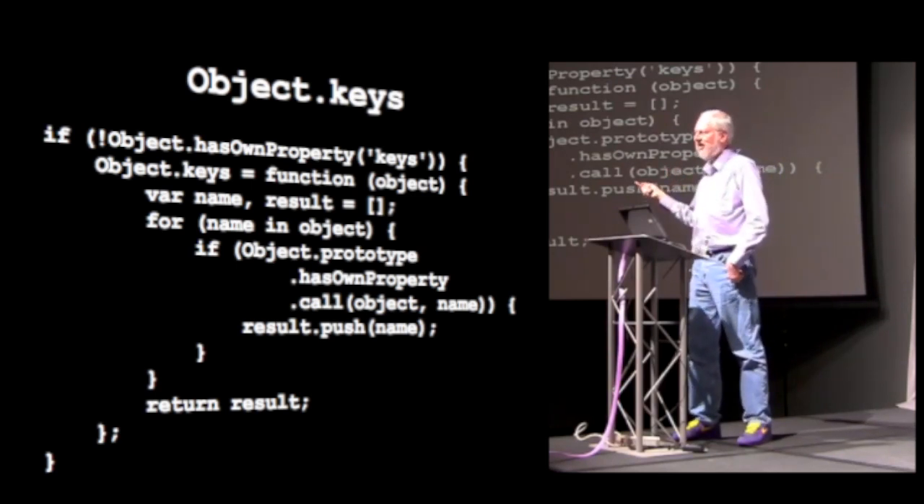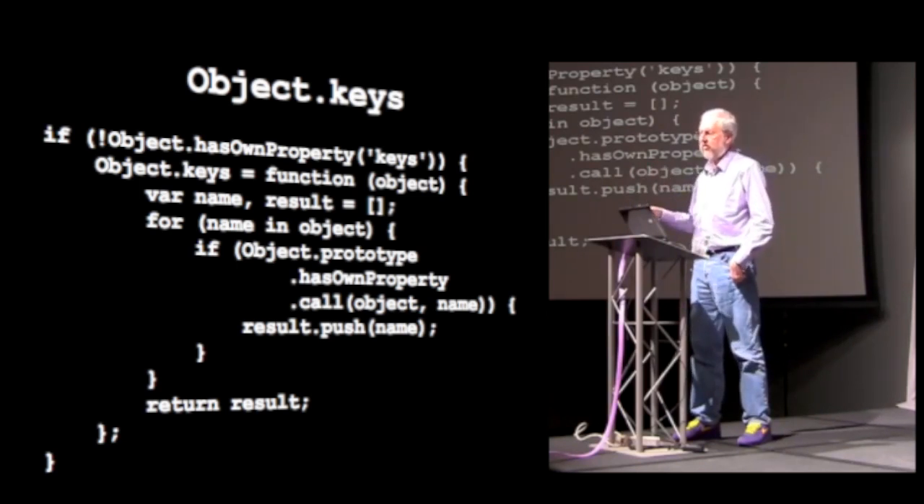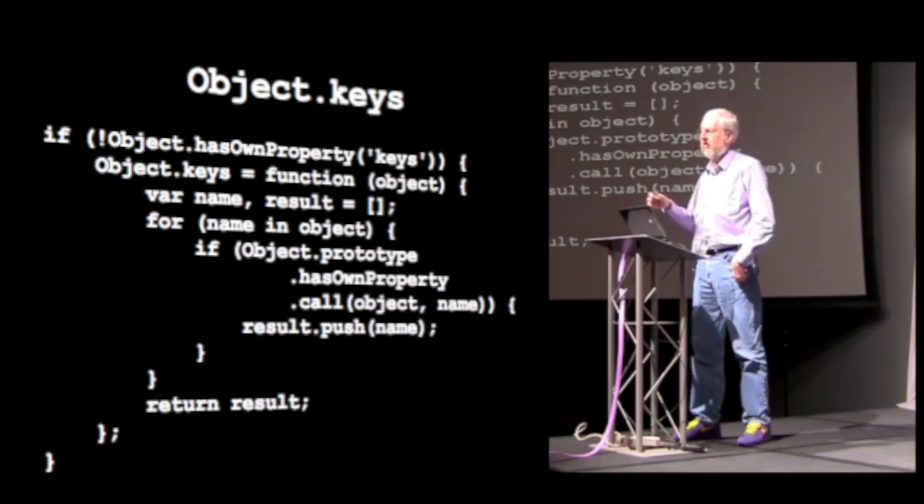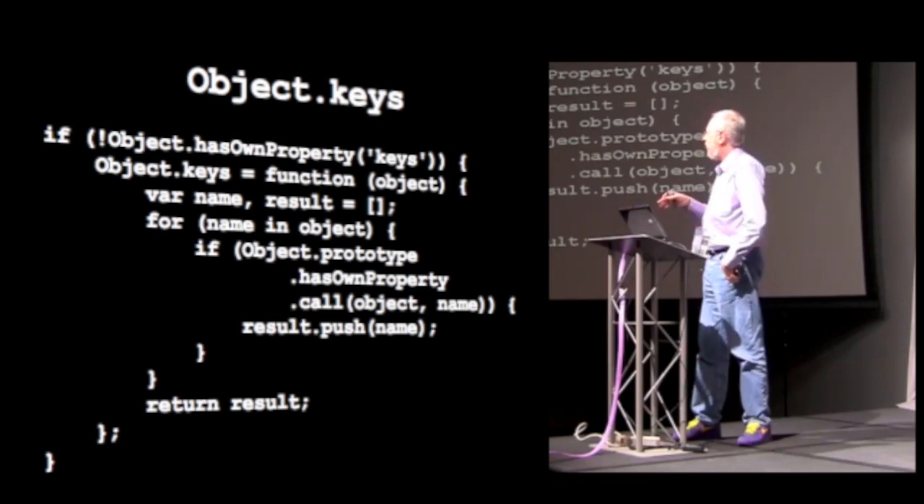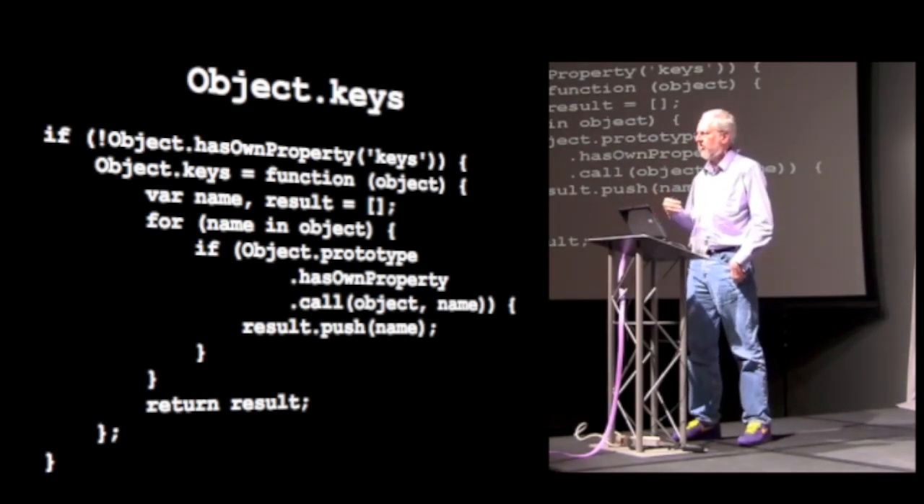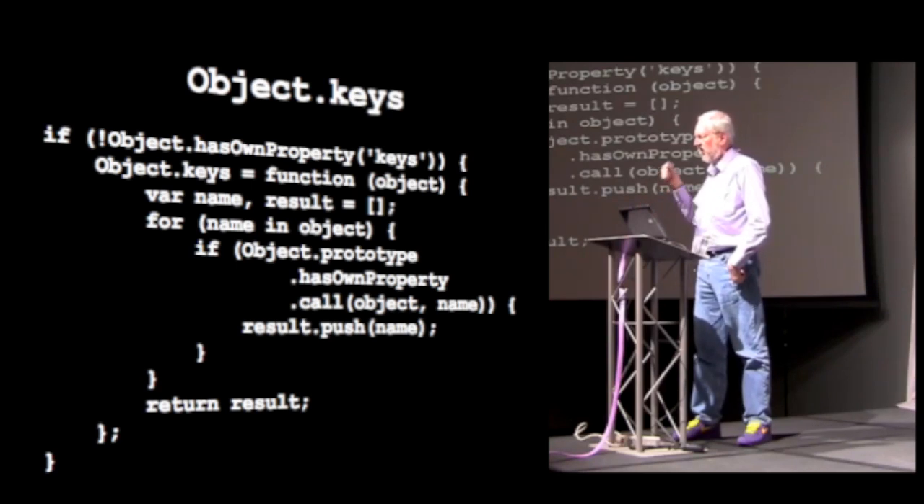So what keys does is you give it an object and it returns an array containing all of the own enumerable keys of that object. And that turns out to be a really powerful thing. One thing it means is you don't have to use for-in anymore, which is really nice. So one of the problems with for-in was there was no guarantee as to what order the keys would come out. But getting the keys all in one array, that means you can then call sort.